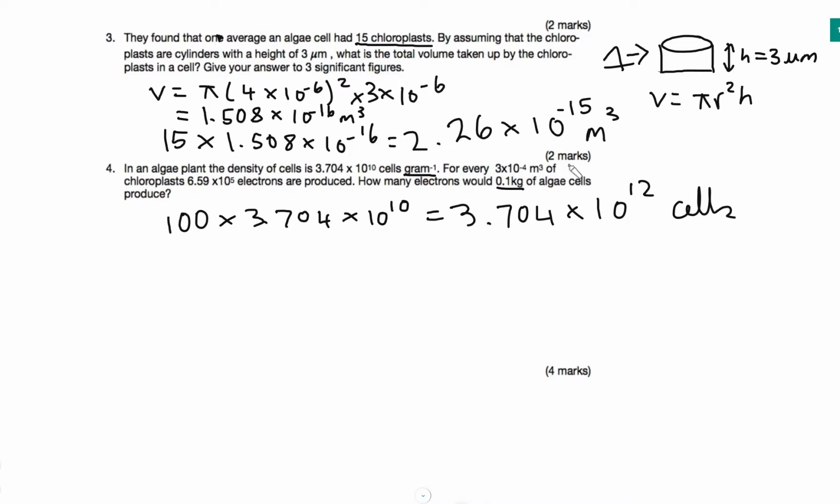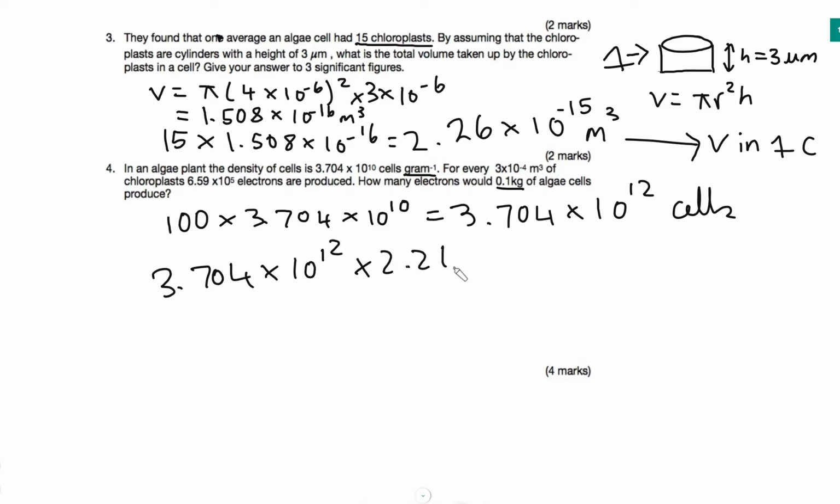Now that we have the number of cells, we can work out the total volume of chloroplasts. This is the volume in one cell's chloroplasts, so to find the volume in this many cells, we just multiply these two numbers together. So 3.704 times 10 to the 12 times 2.26 times 10 to the minus 15 gives 8.371 times 10 to the minus 3 meters cubed. Okay, if you're following so far, that's good.